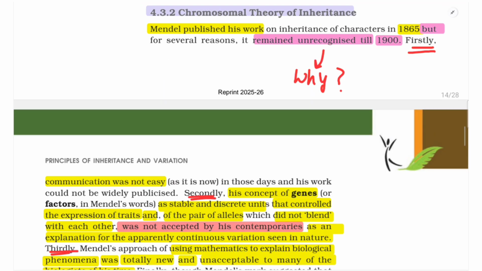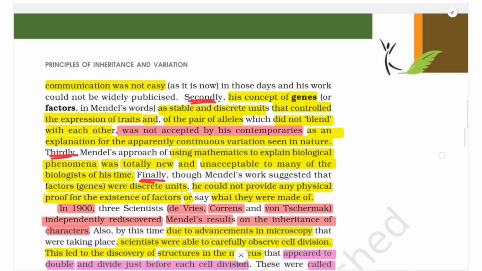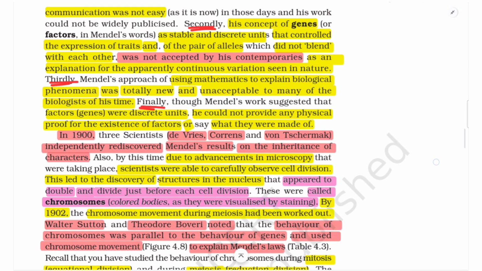4.3.2 Chromosomal Theory of Inheritance. Mendel published his work on the inheritance of characters in 1865, but for several reasons it remained unrecognized till 1900. Firstly, communication was not as easy as it is now in those days, and his work could not be widely publicized.